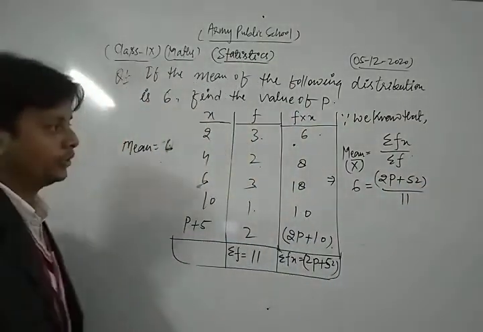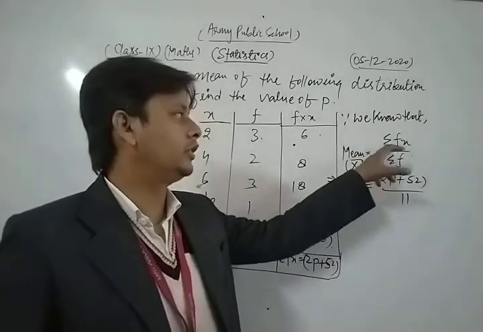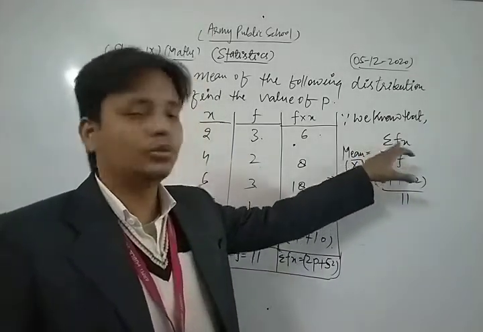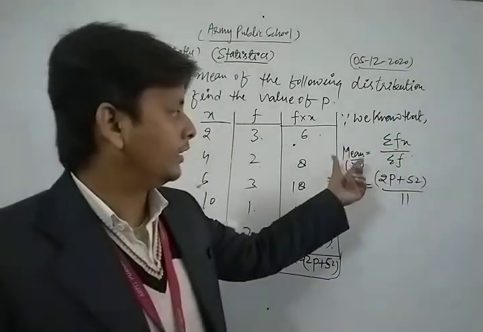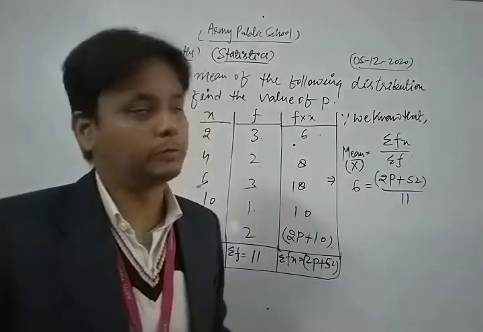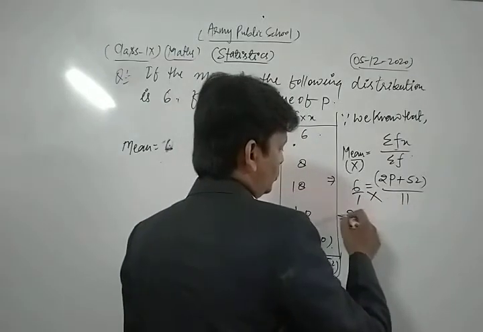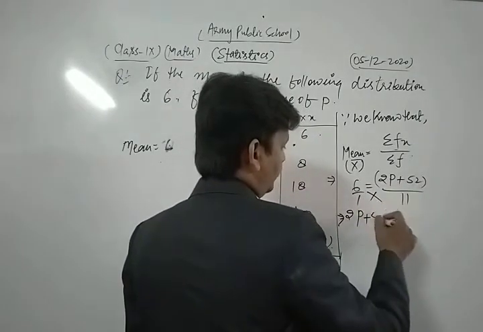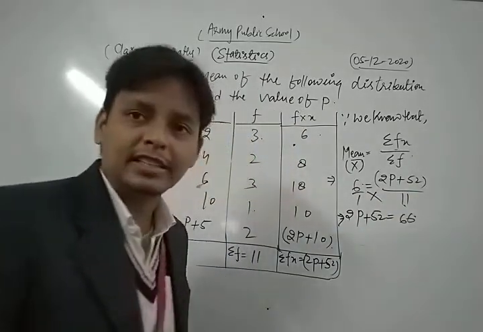First of all we apply the formula for mean, sigma f into x upon sigma f. Now we put the value of the mean, which is 6. Now we do the cross multiplication. We get 2p plus 52 is equal to 11 times 6, that is 66.